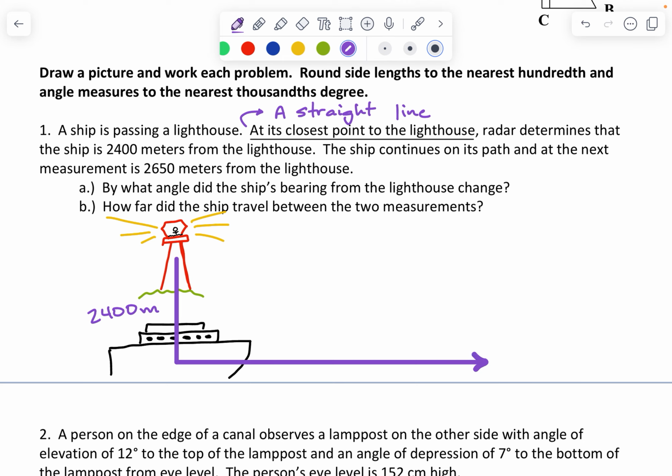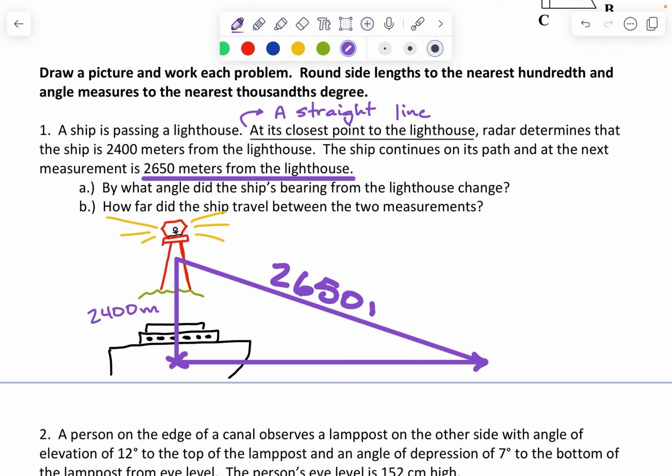Now, like we said, the boat is going to continue moving forward, and the lighthouse is obviously staying still. It's a lighthouse. So it says the ship continues on its path. At the next measurement, it's 2,650 meters from the lighthouse. Key term right there, from the lighthouse. Am I measuring from where the ship was? No, I'm measuring from the lighthouse. So if I'm measuring from the lighthouse, that will pertain to the hypotenuse of this triangle.